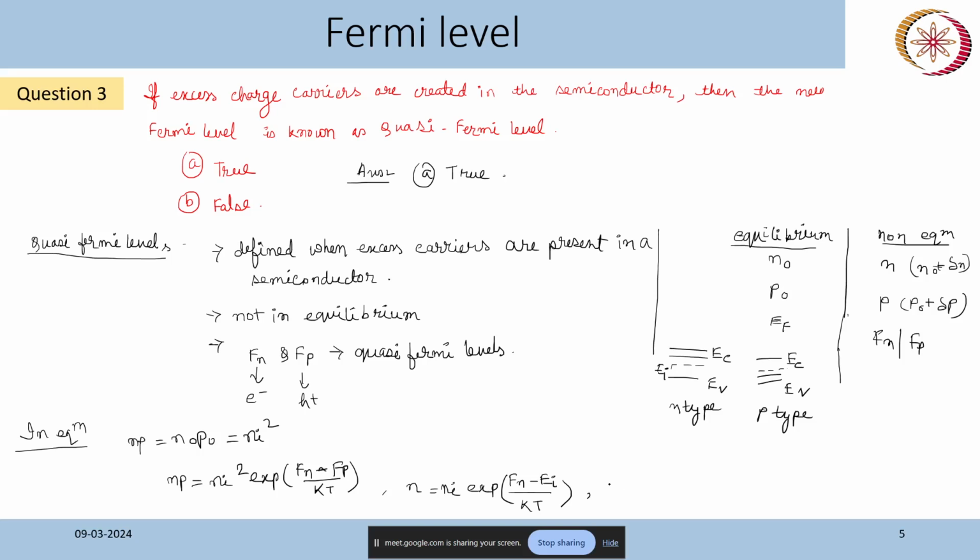Similarly, for the holes, the hole concentration equation will be Ni exponential. For the equilibrium case we use EI minus EF, and here we will use EI minus Fp by kT. We replace the Fermi levels with quasi-Fermi levels in the expression. So this is about quasi-Fermi levels.